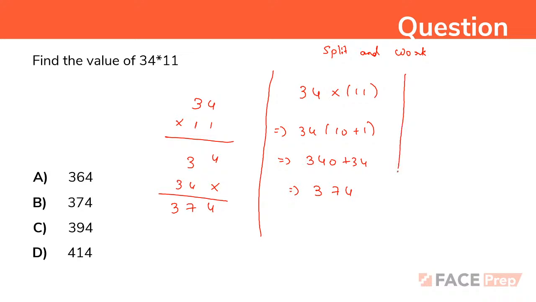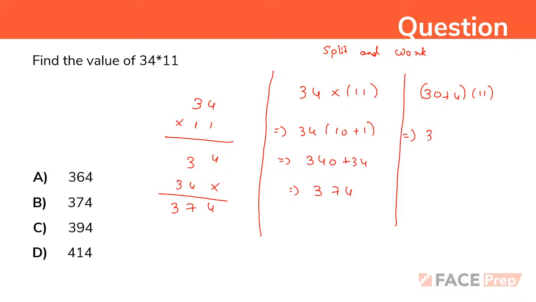Now you can also think, why should I split it like this only? I can also split it as 30 plus 4 into 11, because 34 can also be written as 30 plus 4, into 11. Even this is still fine, right? Because again, as I said, multiplication with 11 is also pretty easy.